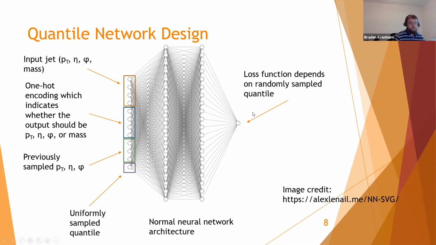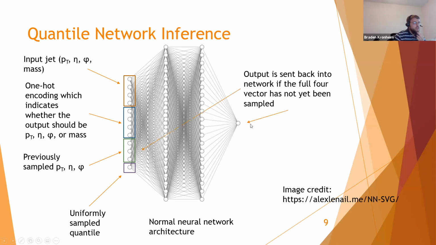Once you have trained this using standard gradient descent methods, when you go and do inference, the only difference is that instead of always having fixed inputs here based on the training data set, you have a fixed input jet here. Then you do a one-hot encoding to say you want to predict transverse momentum first. You pick a random quantile, you run the network, and you get a transverse momentum out. Then you put that back here as one of the previously sampled values, change the one-hot encoding to predict eta, and run it again, and so on and so forth.